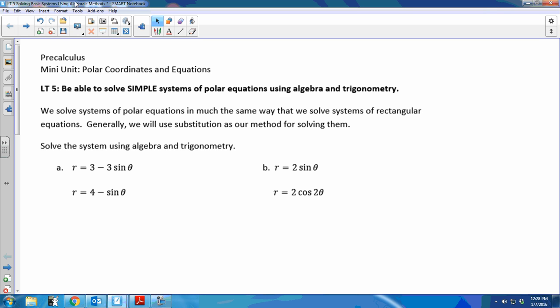Moving target 5 is solving systems of polar equations. We're not doing any ones that are difficult, though. They're all relatively simple. Okay?